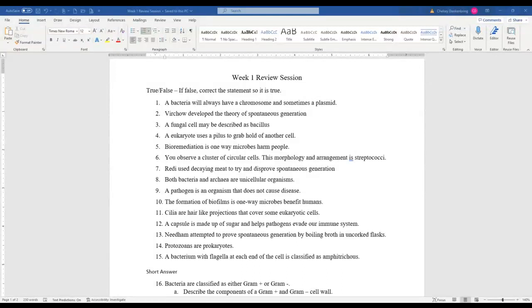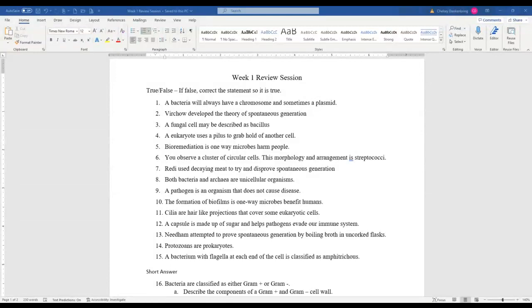True or false? A bacteria will always have a chromosome and sometimes a plasmid. Type your answer in, but don't push enter. All right, T or F, 1, 2, 3, go. There we go. Excellent. So this one is true.